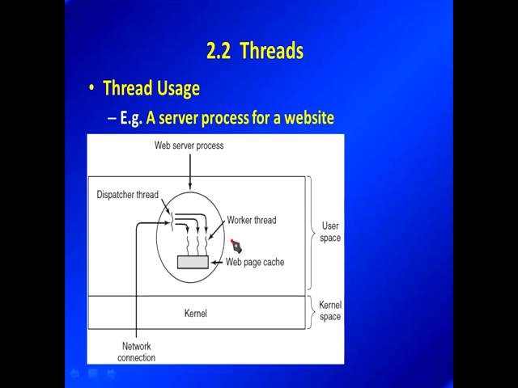And for the second example, it's about a server process for a website. For a website, especially a popular website, it has to handle thousands, millions, or maybe billions of requests from different terminals worldwide, right? So it's very important for the server of this popular website to respond to the requests faster, sooner.